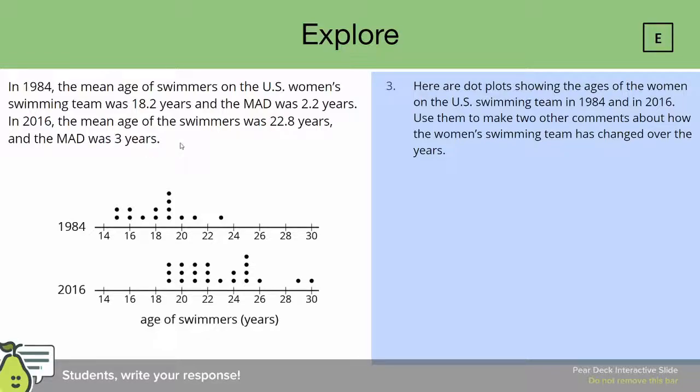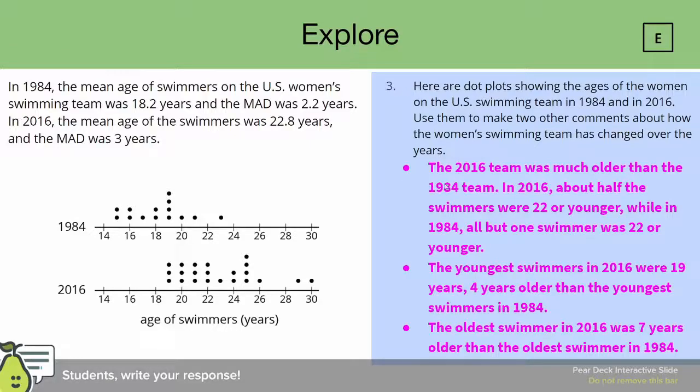All right. So there are a lot of different comments that we can make in regards to the swimming team in 1984 and the swimming team in 2016. Some of the comments that you might have said were that the 2016 team was much older than the one in 1984. In 2016, about half the swimmers were 22 or younger, while in 1984, all but one swimmer was 22 or younger. And this was something that we were talking about from the very beginning, just from the things that we noticed from looking at the 2 dot plots.